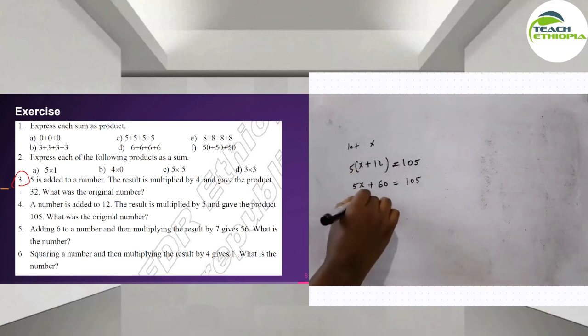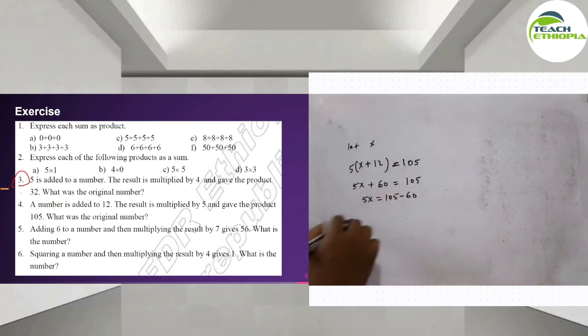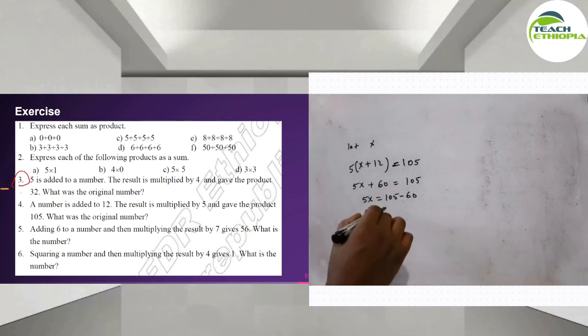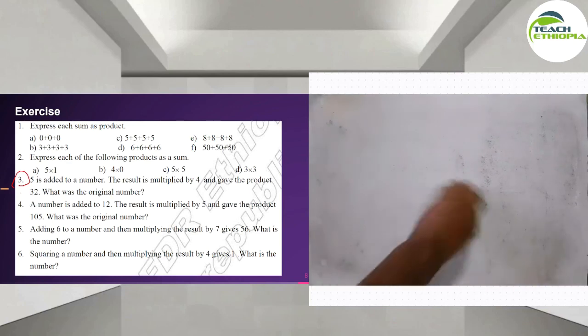So 5x is equal to 105 minus 60. So 5x is equal to 55, right? So x is going to be 11, dividing by 5, which gives us 11. So when we learn linear equations, we will see these things together.